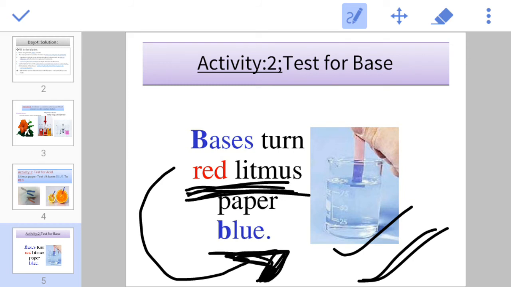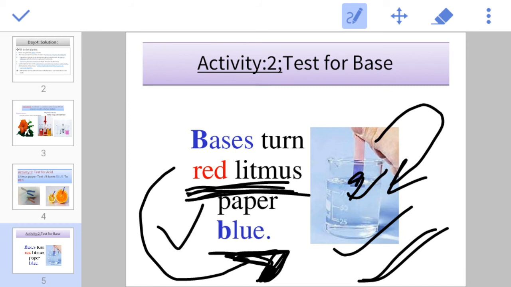You can also see in the picture it is totally red. When we dip it, the color changes and it becomes blue. In simple words, bases turn red litmus paper blue, and this confirms a basic solution.